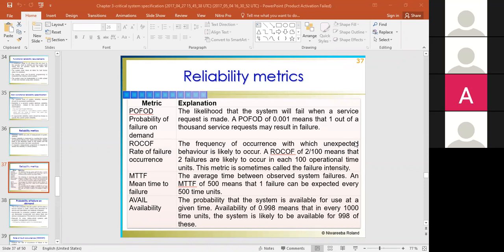Then the mean time to failure is the average time between observed system failures. An MTTF of 500 means that one failure can be expected every 500 time units. And then availability is the probability that the system is available for use at a given time. An availability of 0.998 means that in every 1,000 time units, the system is likely to be available for 998 of these. Some of these look abstract, but when you narrow it down to an example, then you analyze the example.